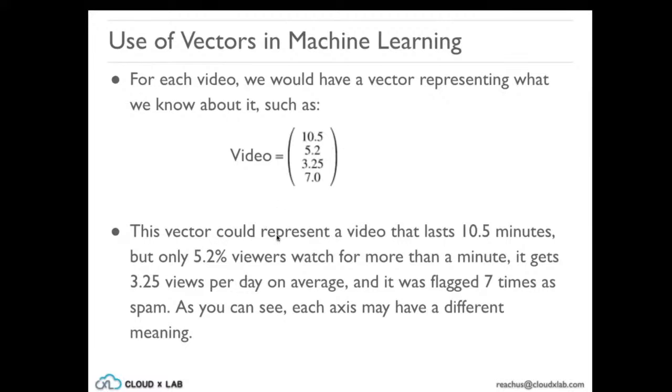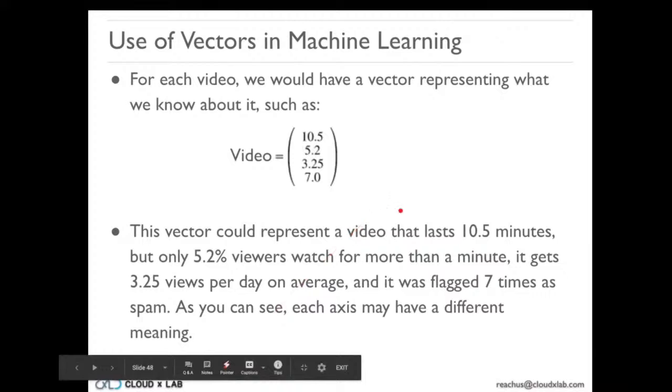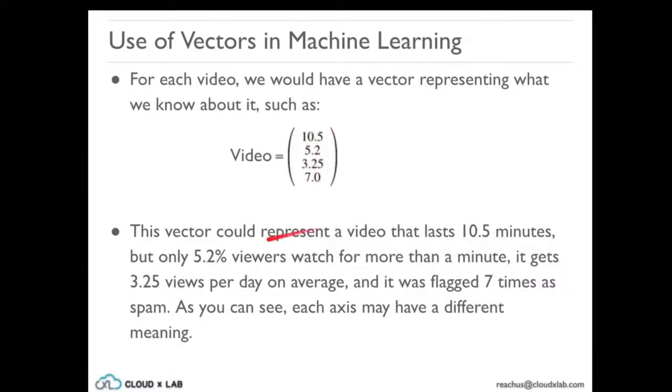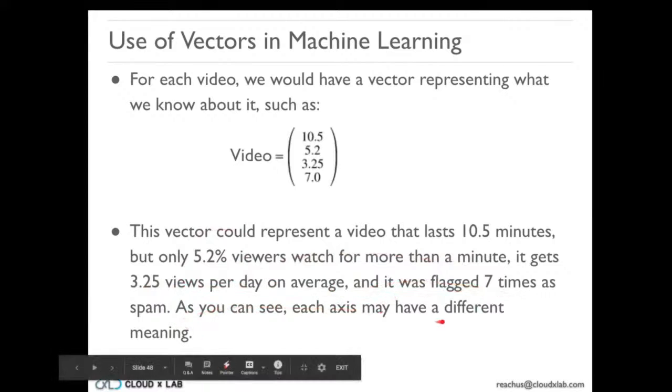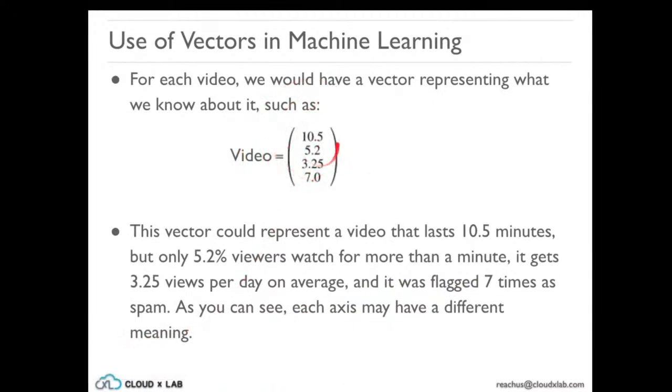For example, this is a representation saying that this video has lasted for 10.5 minutes. It had 5.2% viewers, as you can see, 5.2, the pointer. So it's got 10.5 minutes, that's 10.5 over here. It's got 5.2% viewers who watched for more than a minute, and it gets 3.2 views per day on average, and it was flagged 7 times as spam. And then you can represent that video in a vector that looks like this, in a NumPy array that looks like this.